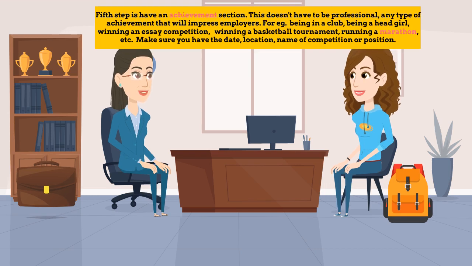Fifth step is have an achievement section. This doesn't have to be professional. Any type of achievement that will impress employers. For example, being in a club, being a head girl, winning an essay competition, winning a basketball tournament, running a marathon, etc. Make sure you have the date, location, name of competition, or position.